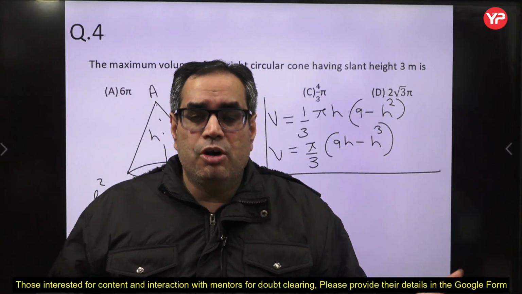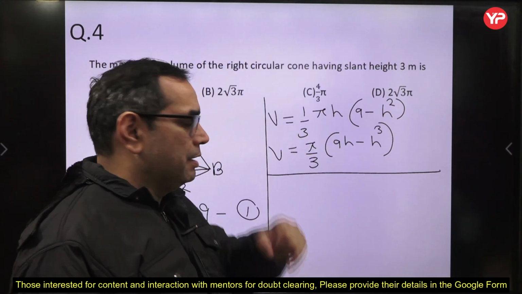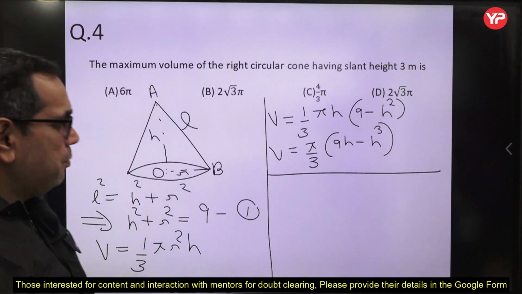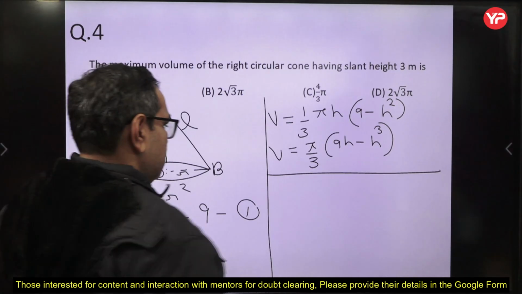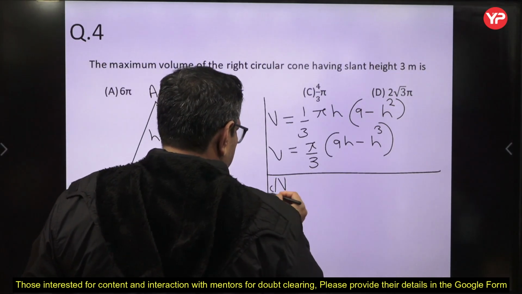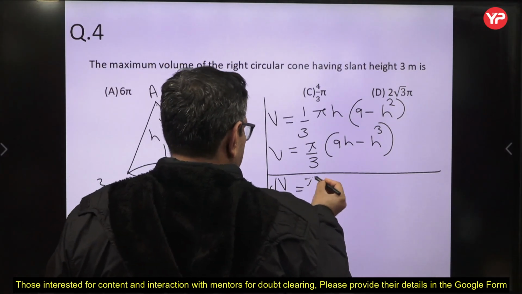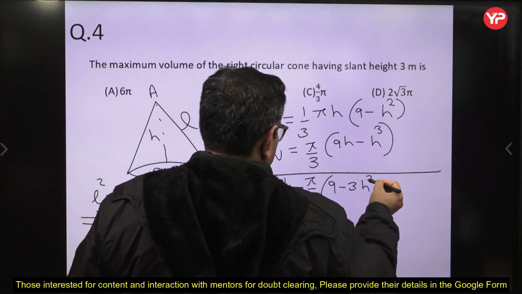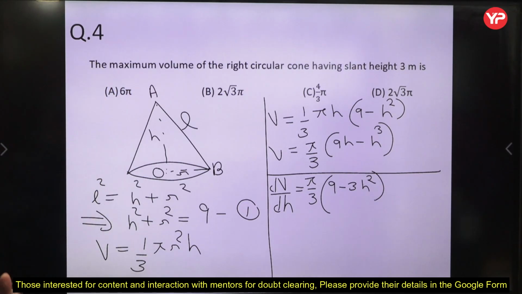So any maxima or minima may occur at the stationary point only, because it is a polynomial function in terms of h, right? Now to find the stationary point we need dV/dh, the first order derivative. So we compute dV/dh equal to π/3 outside, into 9 minus 3h². This is our dV/dh. Now to get maxima or minima we need to make it 0.